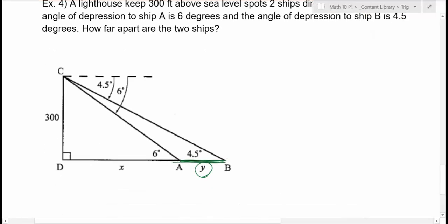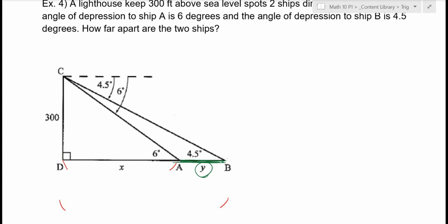Okay, so I mean, the diagram already labeled x for you, so I guess we need to solve for x as well, okay? Because to solve for y, the idea is to solve for d to b, and then solve for d to a, and then you go dB minus dA, and that will give you AB. Okay, so that's the idea.